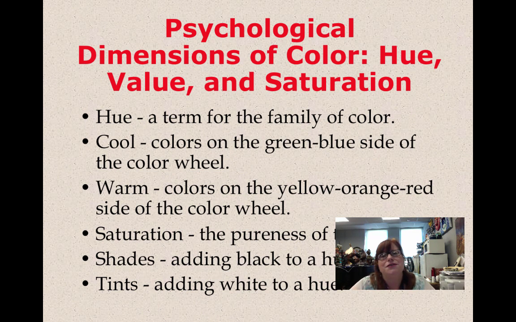And then colors also can have temperature. Cool colors are the colors on the green-blue side of the color wheel. Warm colors are on the yellow, orange, red side of the color wheel. Saturation refers to the pureness of the color. In other words, it has not had other things added to it, as in shades or tints. With shades, you're adding black to a hue, and with a tint, you're adding white to a hue.